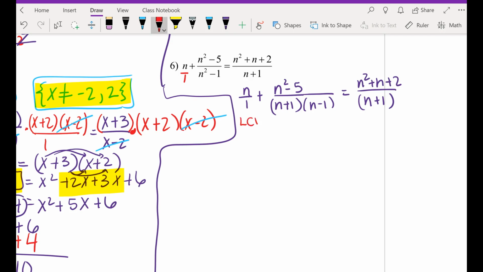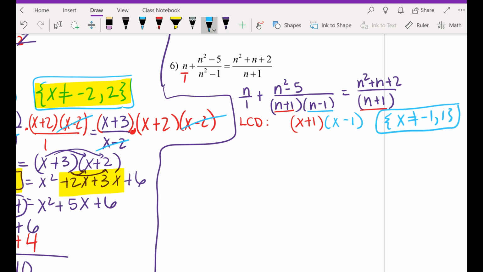So LCD, are you ready? Looks like n plus 1 is on each side, so I'm going to keep it. Looks like n minus 1 is all by itself, so it's also part of our LCD. So restrictions, ready? x can never be negative 1 or positive 1. So box that up. Then we are going to take each term and multiply it by our LCD.